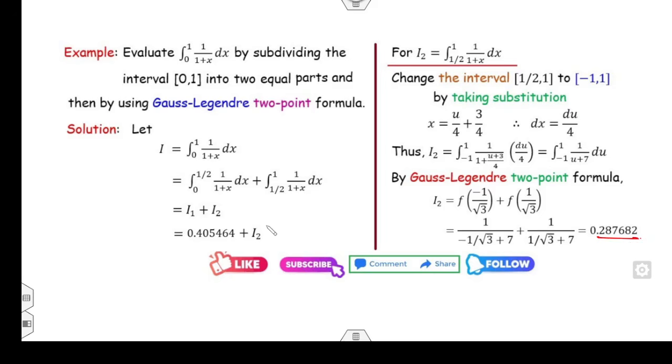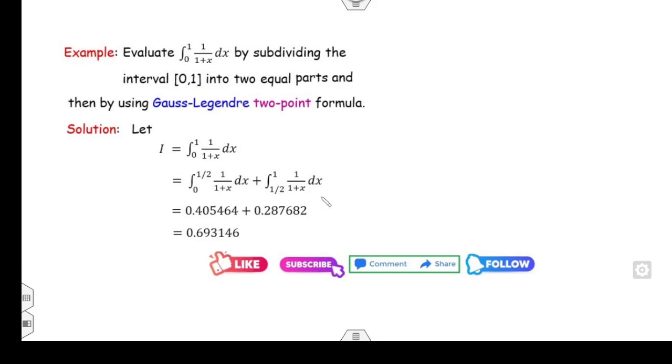0.287682. Substitute the value in the I2. Once you get the addition, you will get the final answer is 0.693146. That is the right answer.